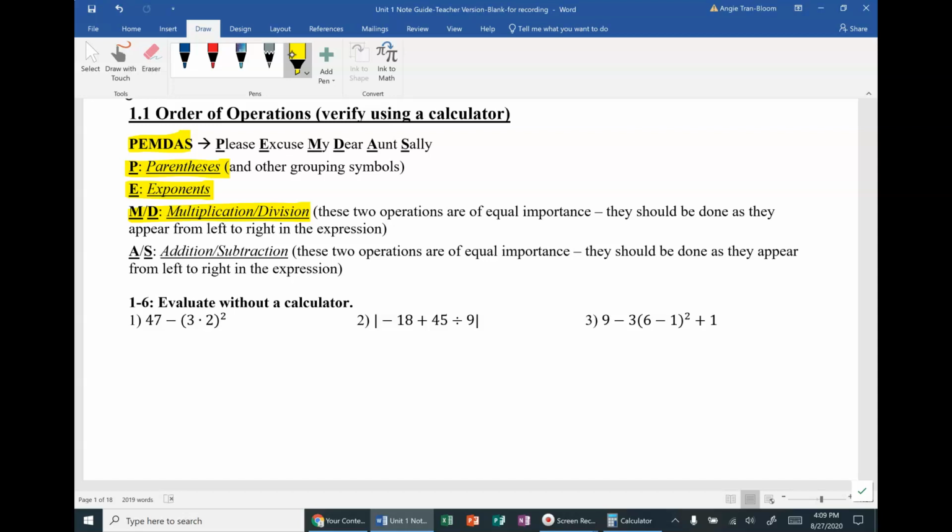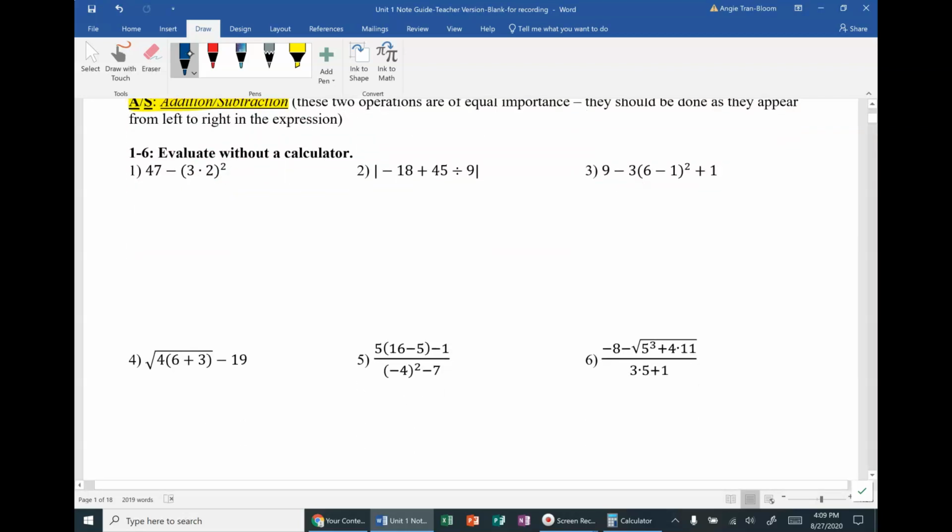Once you're done with parentheses, exponent, multiplication and division, then you are going to execute addition and subtraction from left to right as well. So again, do not always do addition first, or do not always do subtraction first. Whatever comes first is what you do. So we're going to begin with example 1. The instruction for examples 1 to 6 is evaluate without a calculator.